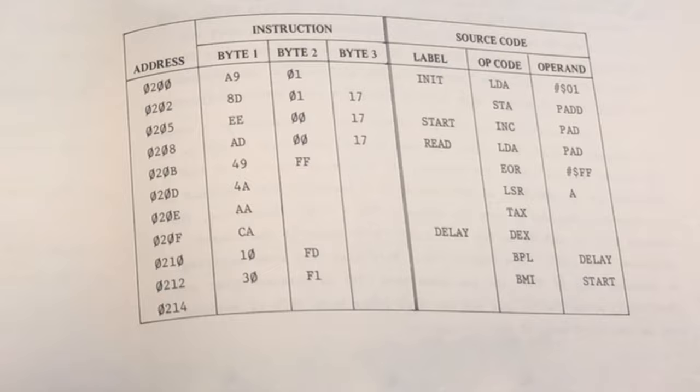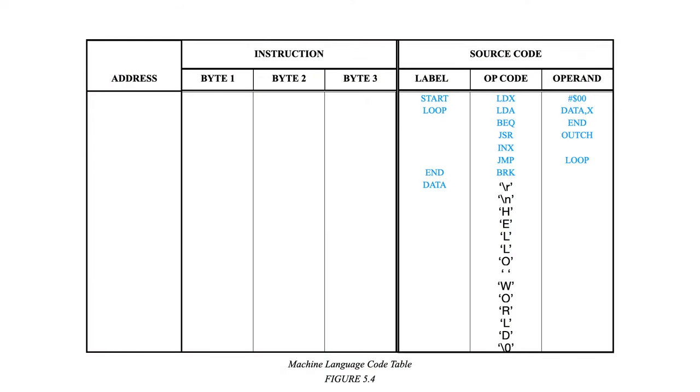This table at figure 5.4 will perfectly illustrate the relationship of assembly language and machine language. Let's walk through writing our Hello World program for the KIM-1 in assembly language together. The program will be a simple loop that reads the string data from memory one byte at a time and echoes each character as it's read. So the program starts by initializing the X index register to 0, and since it's the start of our program, I used the start label there.